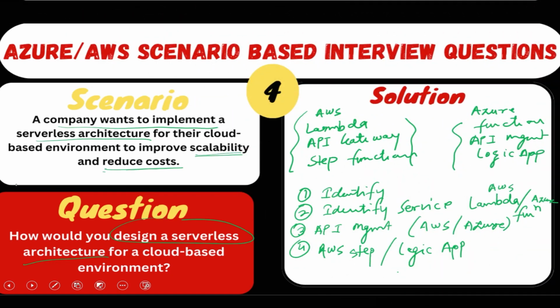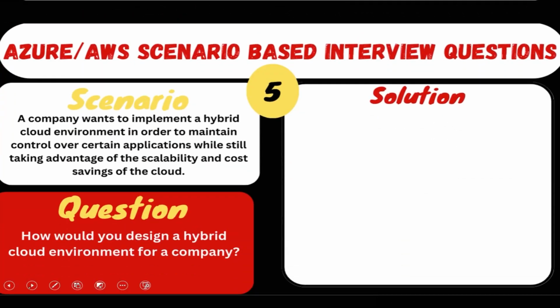Now we will talk about the fifth scenario. Let's see. In this scenario, a company wants to implement a hybrid cloud environment in order to maintain control over certain applications while still taking advantage of the scalability and cost savings of the cloud. How would you design a hybrid cloud environment for a company?